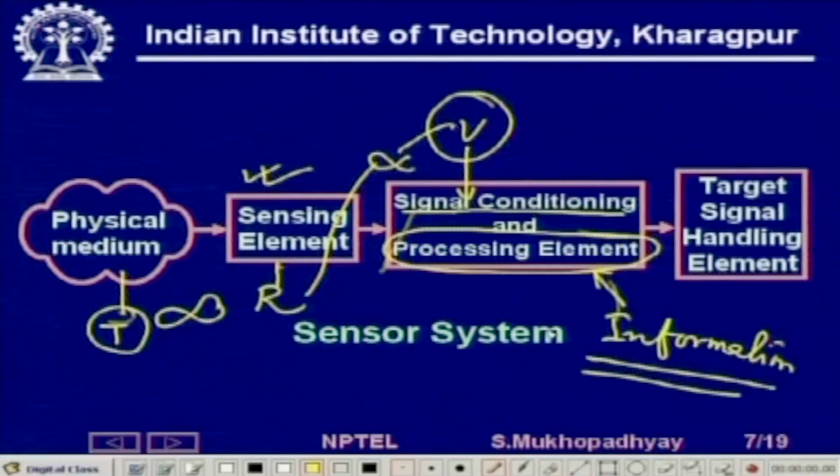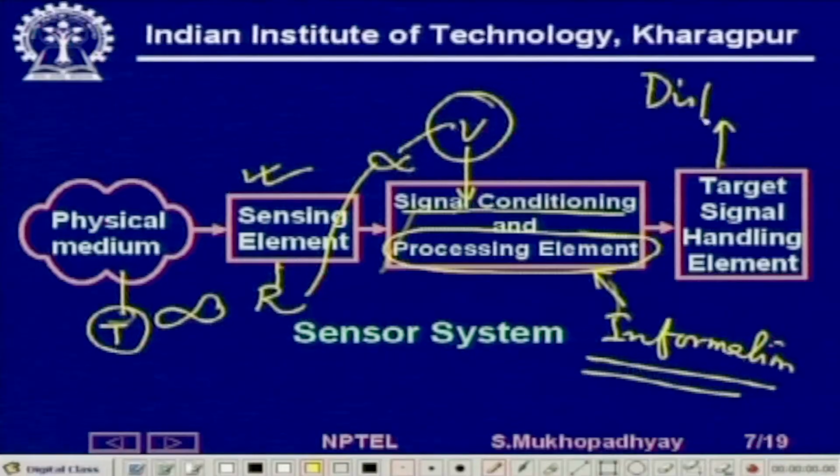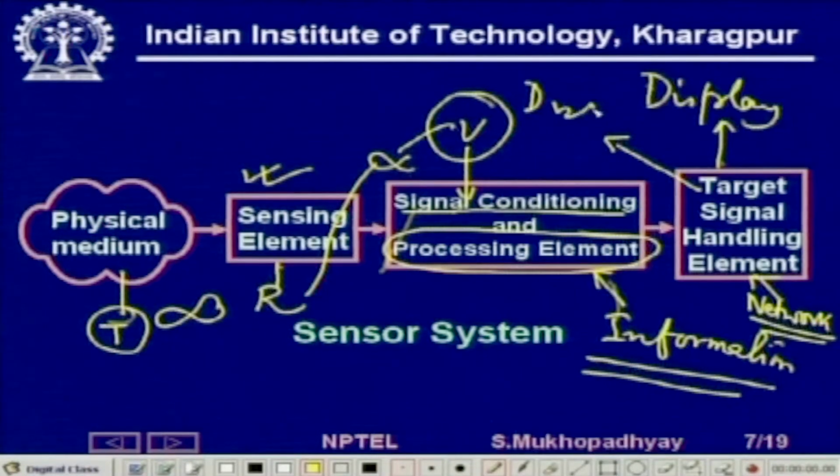So, this information now has to be used. Used in what sense? You can either display it, or transmit it to a controller, or store it in some database. So, finally, you have to use this. Here you may have a display, by a target handling element, it could be a display, or a network card. It could be a network interface by which it will get transmitted, or a disk on which it will be stored. So, depending on the usage of the signal, you have to deal with it.